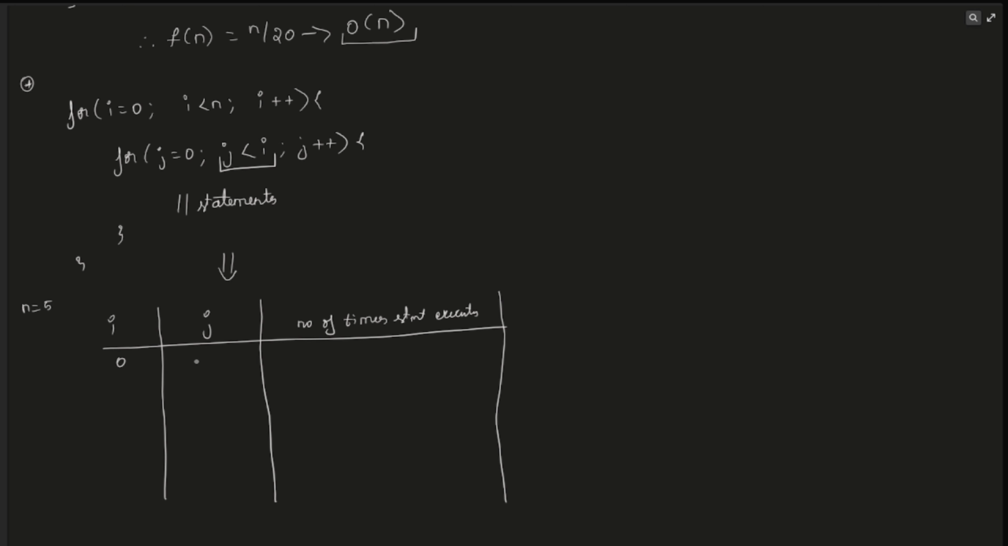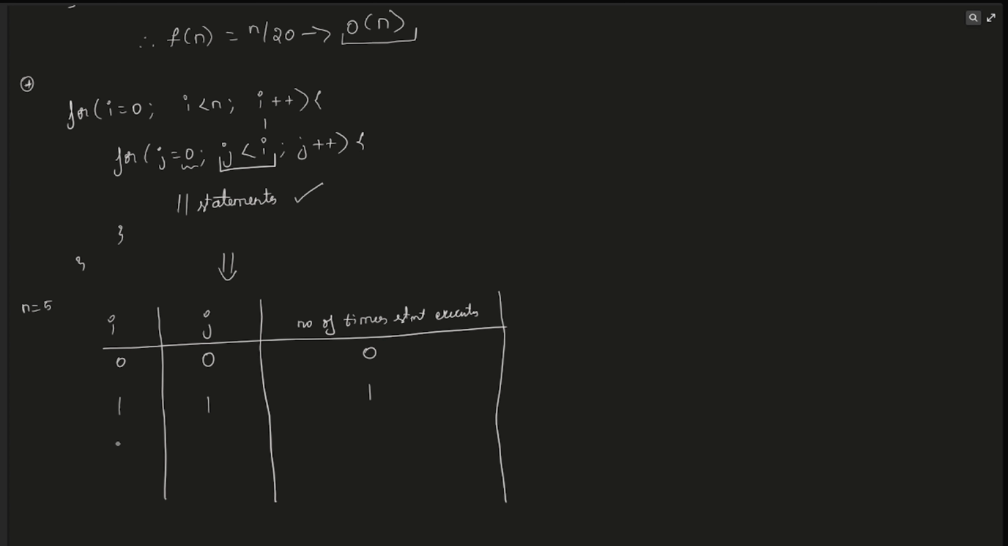i starts from 0 and the j loop will not execute because 0 less than 0 is not true. So the number of times the statements get executed is 0. Now i gets incremented to 1 and this j loop gets executed one time because j starts from 0 and i is 1 now. It checks 0 less than 1. Yes, the inner statements get executed. Now j gets incremented to 1. The condition is checked. 1 less than 1? No, so the loop breaks. The j loop gets executed only one time and the inner statements execute one time.